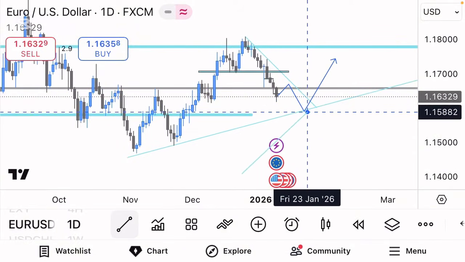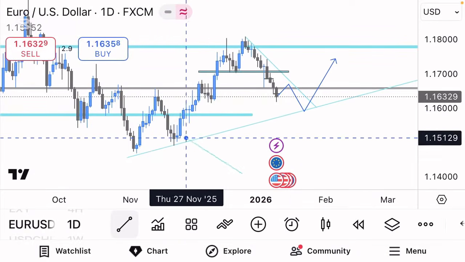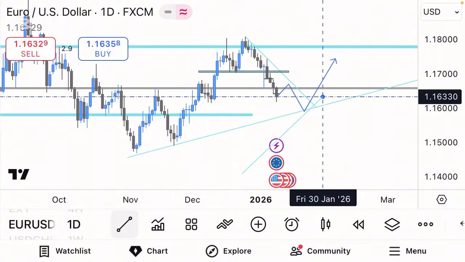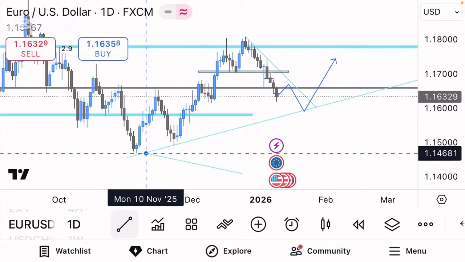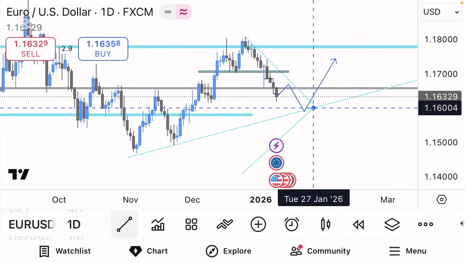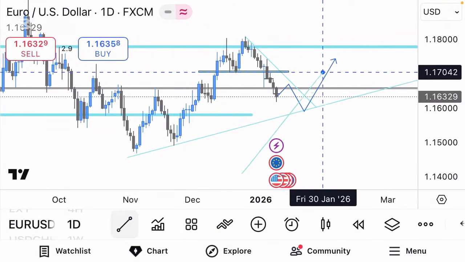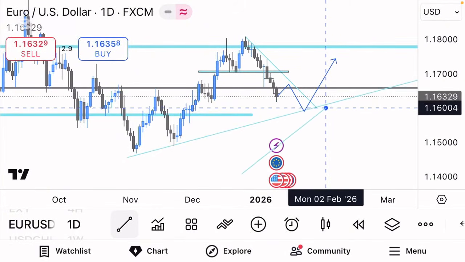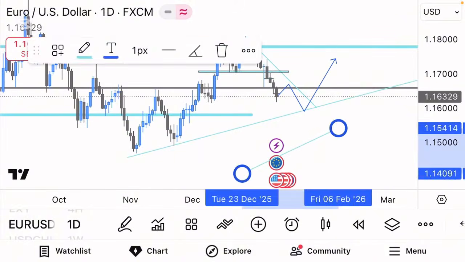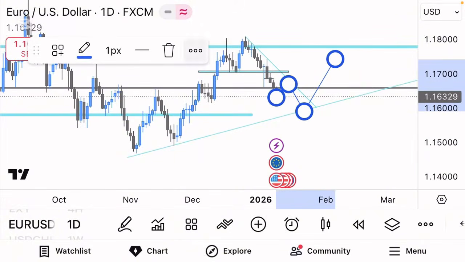That's depending on if we fail to break below this bullish weekly trend line. If we fail to break below this weekly trend line, then we'll start looking for more longs. But if we break below this weekly trend line, then we'll start looking for more shorts for the EURUSD to the downside. So this week, this is what we should be expecting from the market. We should be expecting a retest.